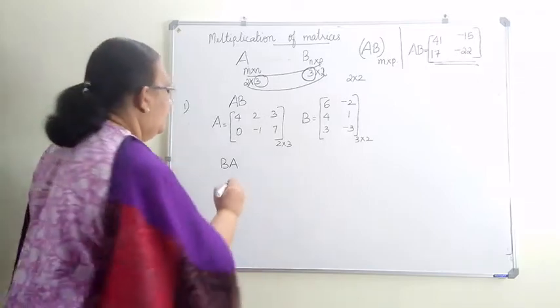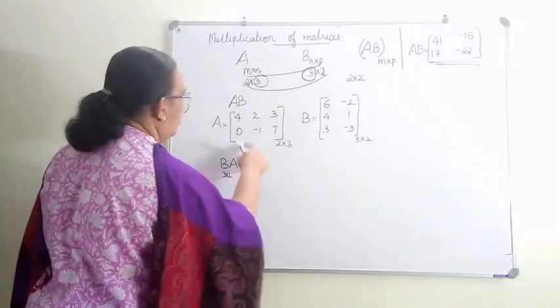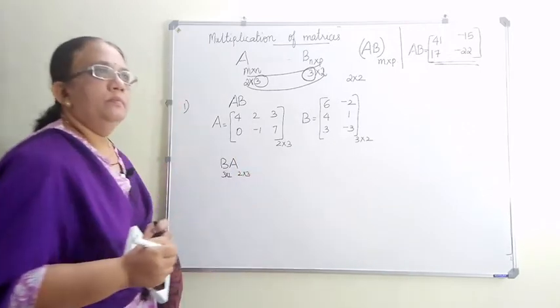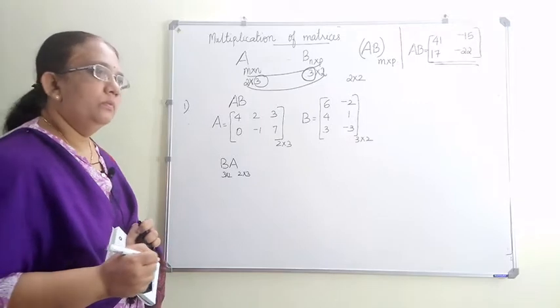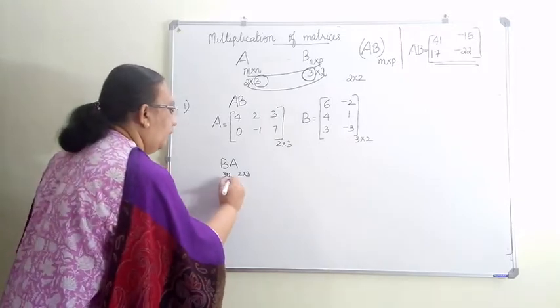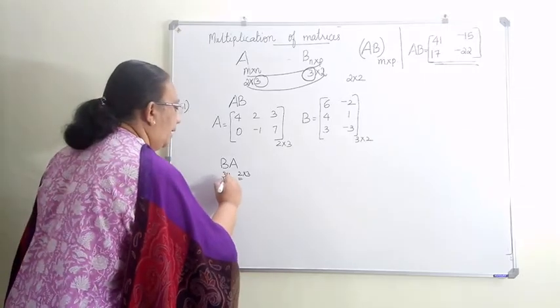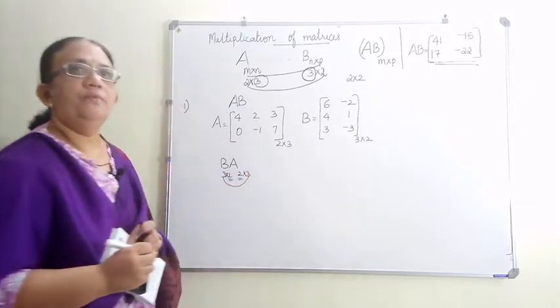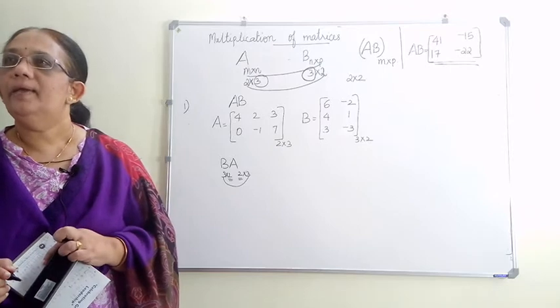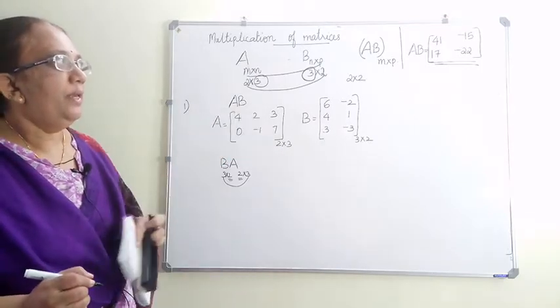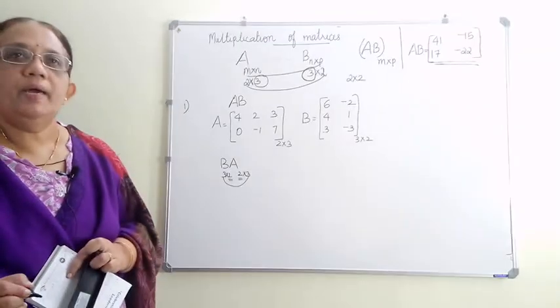What is the condition? B matrix is 3 by 2, A matrix is 2 by 3. Can you multiply? Look, number of columns and number of rows are equal. But what about the answer BA? BA will be of order 3 by 3, 3 rows and 3 columns. But what about AB? AB is of order 2 by 2.